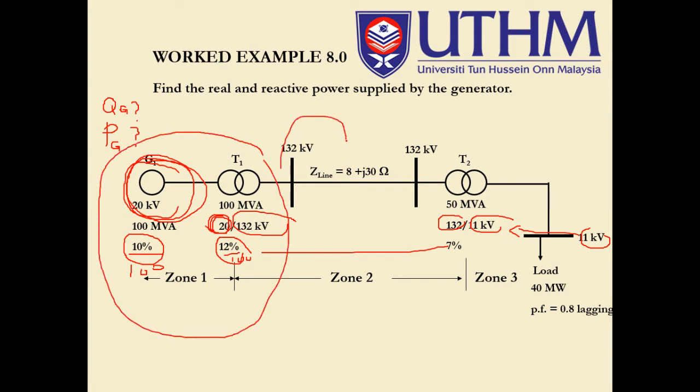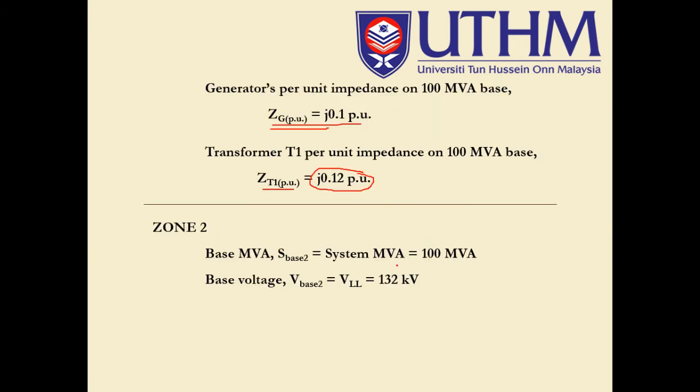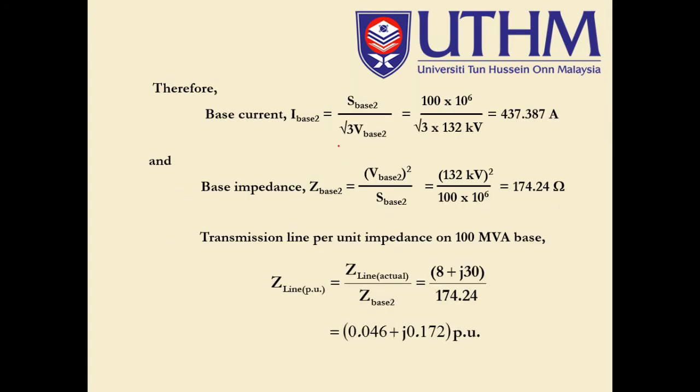Now we move to zone number 2. This is again the base, and I believe we have picked 100 MVA as the S base. This is the transmission line impedance, and 132 kV over here is the V base in this particular zone number 2. So the base current again for zone number 2: we have V base of 132 kV, and the rest is similar to what we have seen earlier. This is I base 2.